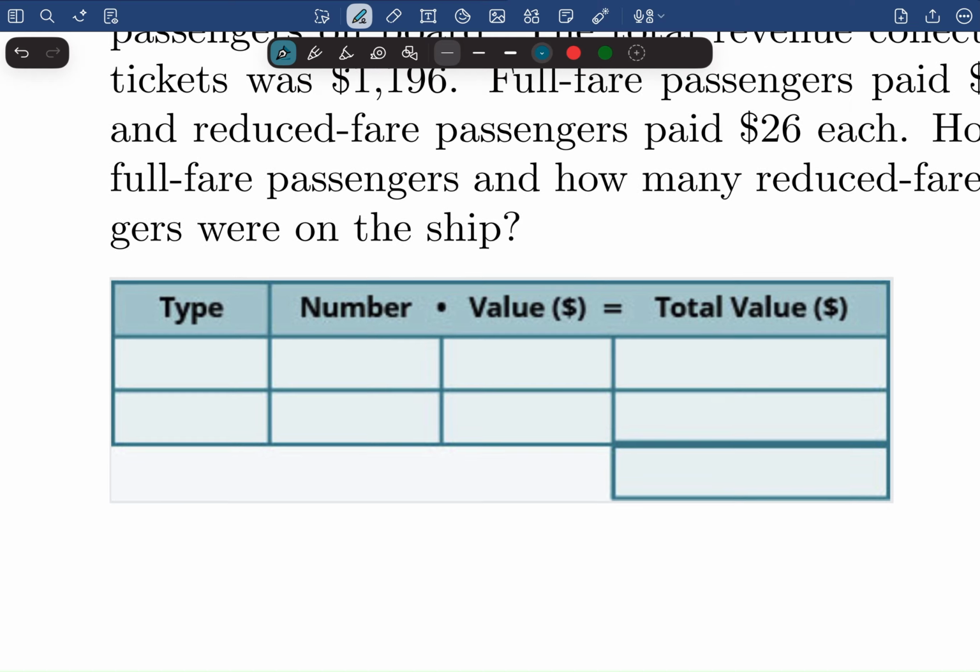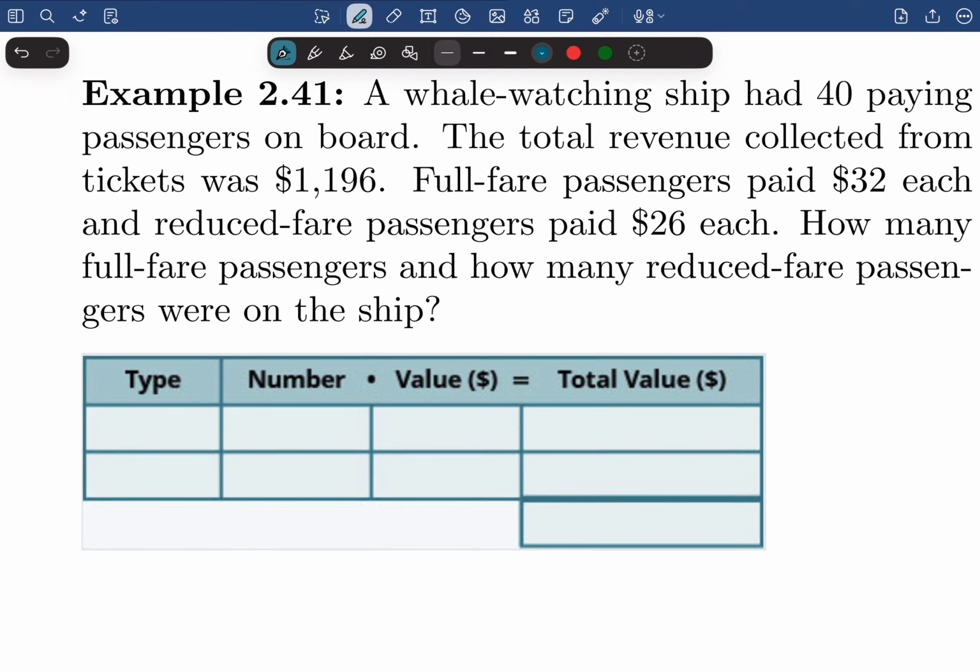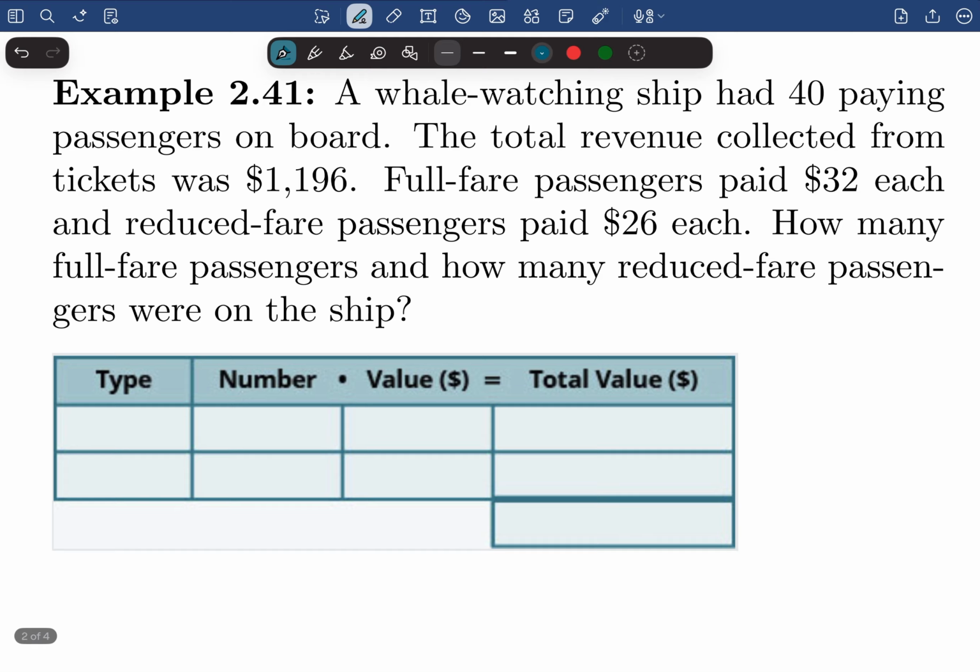Great. Let's organize all of this information in our table. Once again, I'm creating these tables so that you can start to organize the information, but you'll have to be the one that creates the table from scratch when you test. So we're dealing with two different types of fares, like the full fare and the reduced fare. All right, so I'm just writing that here. And now, what is the number? Well, those are the things we don't know, right? We're trying to find out how many full fare and reduced fare passengers there were on the ship.